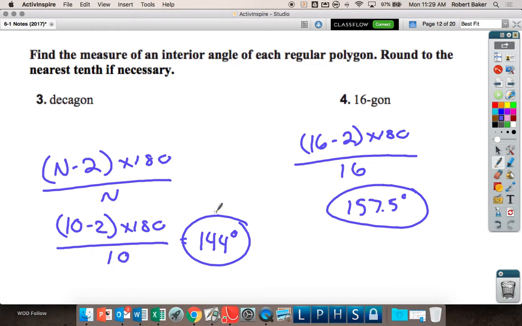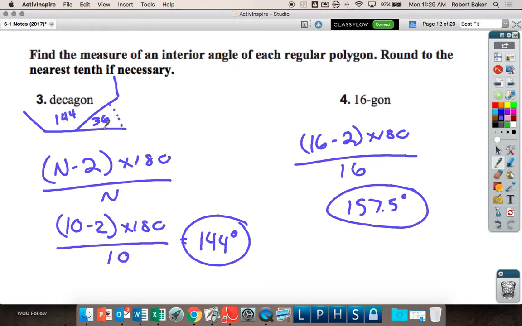Okay. So in this regular decagon, each individual interior angle is 144 degrees. So I'm gonna give you a small snippet. How big is this angle out here? That's called an exterior angle. So this is a regular decagon. It has a 144 degree angle here. How big is its exterior angle? 36.